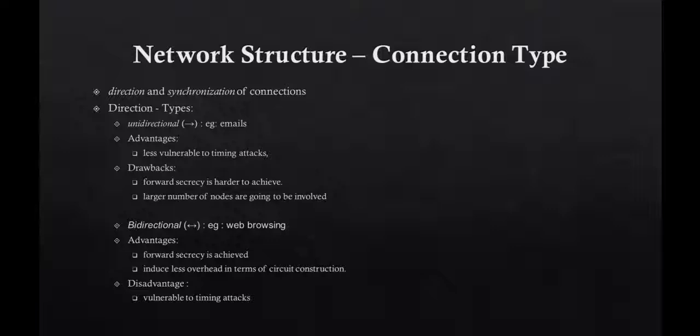Connection type. Connection type describes the characteristics of connections between the nodes. It can be unidirectional or bidirectional. A connection is said to be unidirectional, for example emails, when the data flows in one direction. That is, you can just forward the mail. An advantage of this is that it's less vulnerable to timing attacks, as the malicious node can only observe the data flowing in one direction, which is less informative for the attacker.